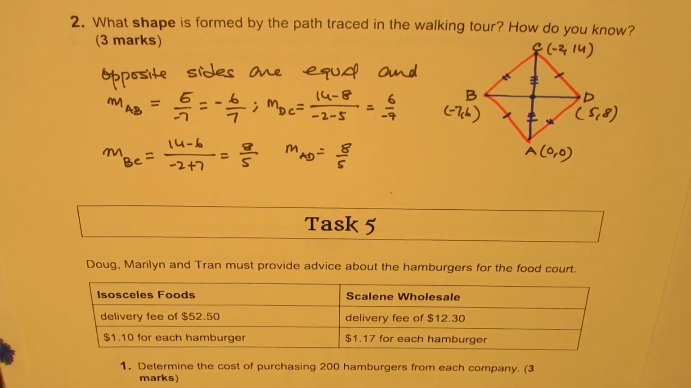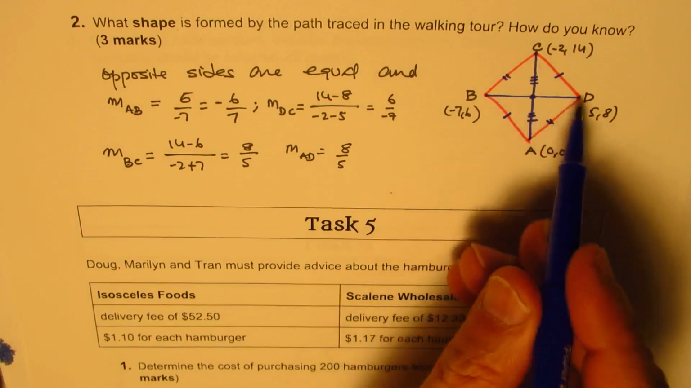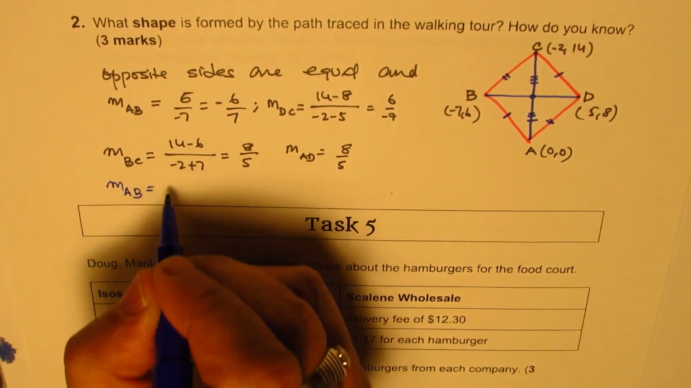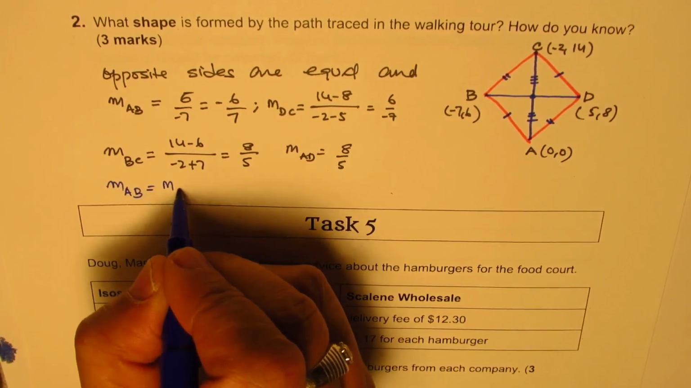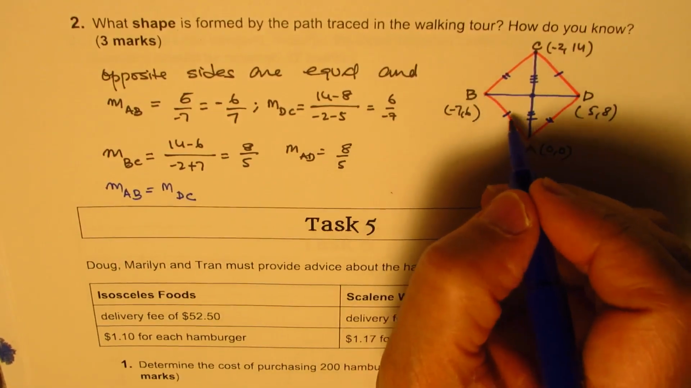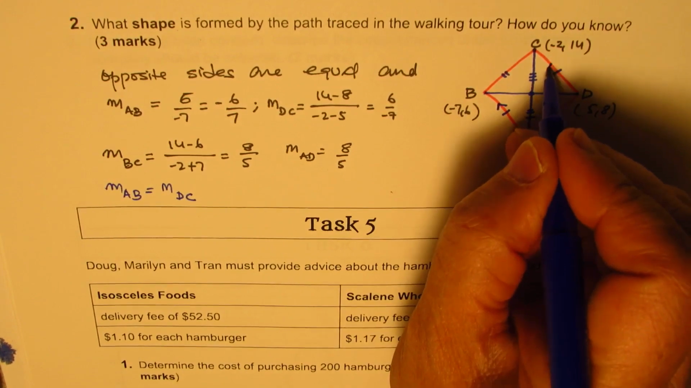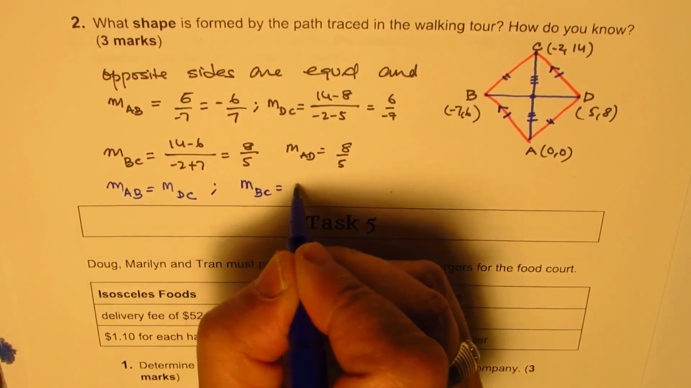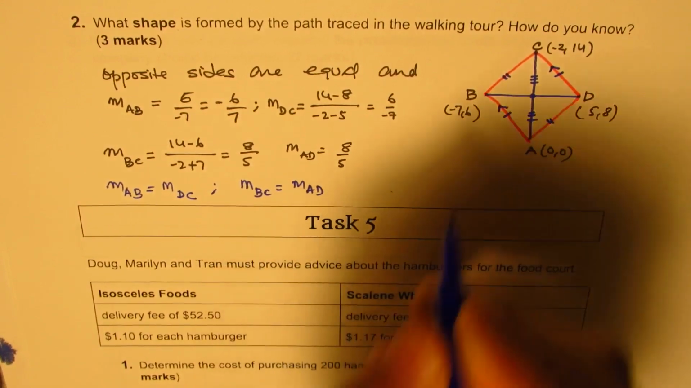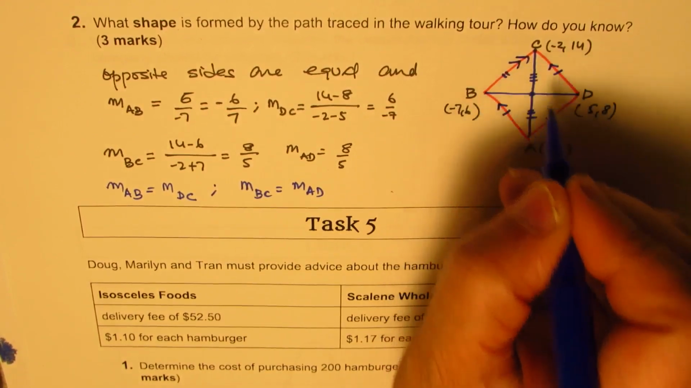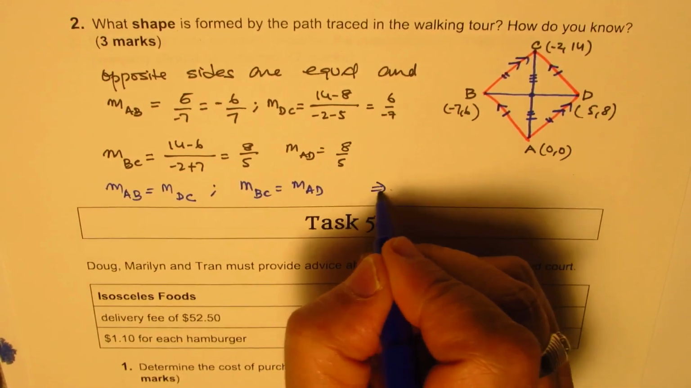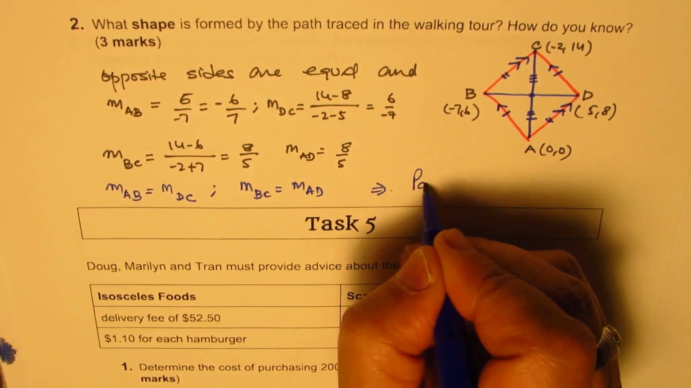What we notice here is that the slopes of opposite sides, we know slope of A to B is equal to slope of D to C. That means this line is parallel to the other line. And we also found that slope of B to C is equal to slope of A to D. So opposite lines are parallel. And therefore, we conclude it's a parallelogram.